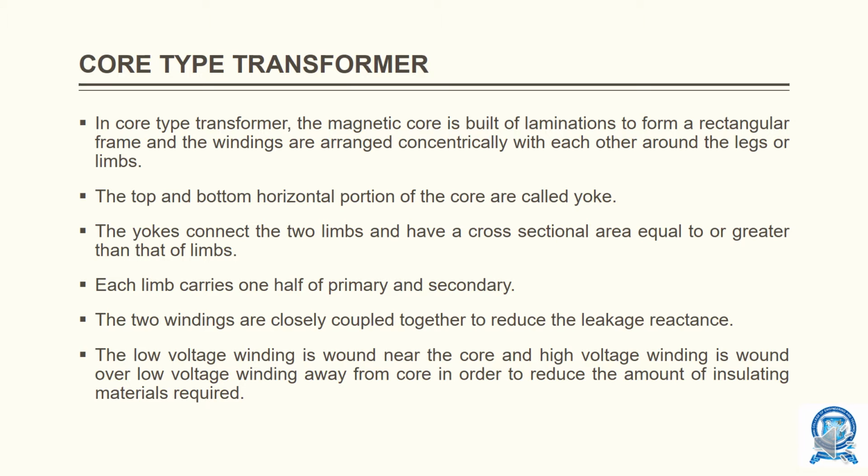The two windings are closely coupled together to reduce the leakage reactance. The low voltage winding is wound near the core and the high voltage winding is wound over the low voltage winding, away from the core, in order to reduce the amount of insulating material required. Usually near the core the low voltage winding will be wound, and over that, after insulation, the high voltage winding will be wound. So from the core the high voltage winding will be away, whereas the low voltage winding will be much closer to it.